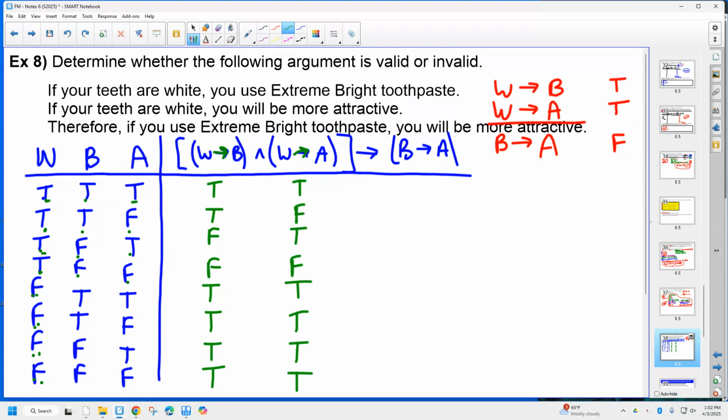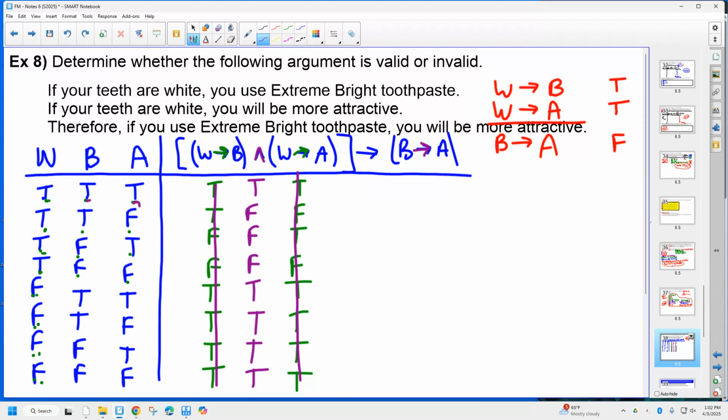All right, so now I want to AND them together. True and true is true. True and false is false. False and true is false. False and false is false. True and true. True and true. Now let's do B implies A.